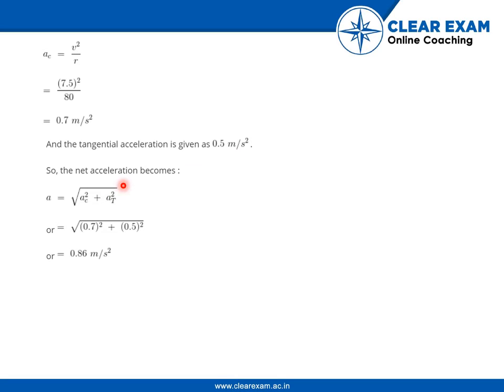So eventually the acceleration is root over of AC square plus AT square, which is coming out to be 0.86 meter per second square. Now for direction, we know tan theta equals AC divided by AT. So we get the value of theta to be 54.46 degrees.